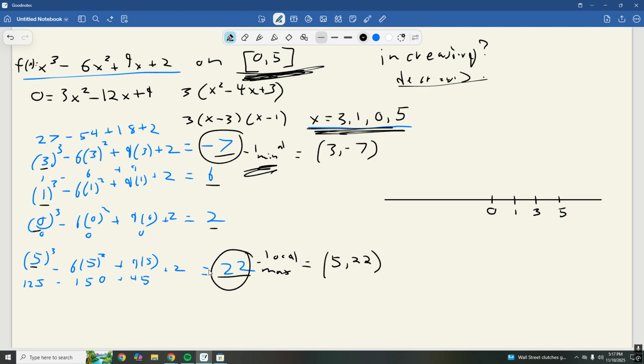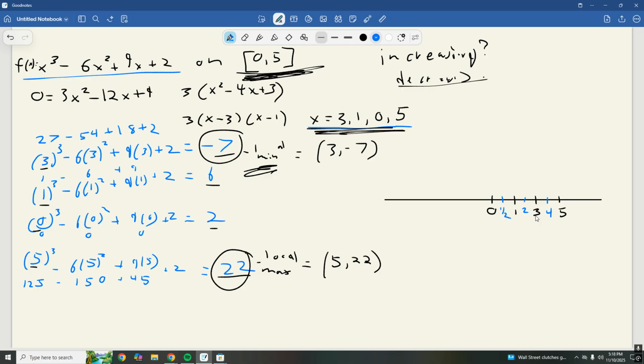All right. So the next step here is we need to pick a point in between all of these. So from 0 to 1 will be 1/2. From 1 to 3, 2. 3 to 5, 4. Cool. And now that we have our in-between points, it becomes pretty easy from here.